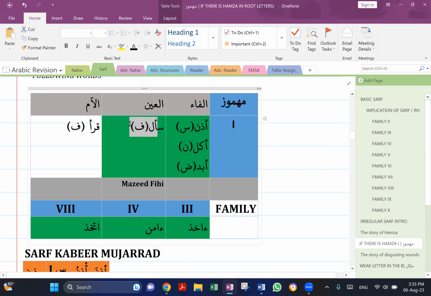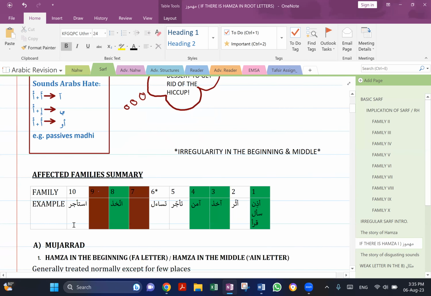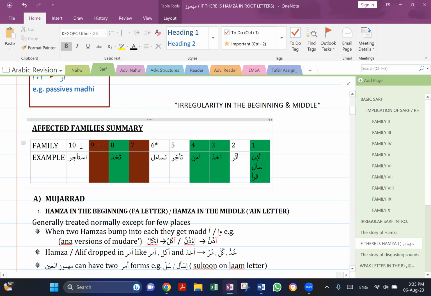Now today inshallah we'll start off with سأل, and hopefully we can also do mazid fihi, which is the big families. Family 3, family 4, family 8. Remember, we are only doing the sarf of those families that are affected. So if you go back, you realize that from family 1 to 10, only family 1, 3, 4, and 8 are affected. We're not going to do family 2 because it's normal. We're not going to do family 5 because it's normal. We're not going to do family 6 because it's normal. Okay, and family 10 also because it's normal. 9 and 7 don't exist. Mahmooz for 9 and 7 don't exist. So that's just a recap.